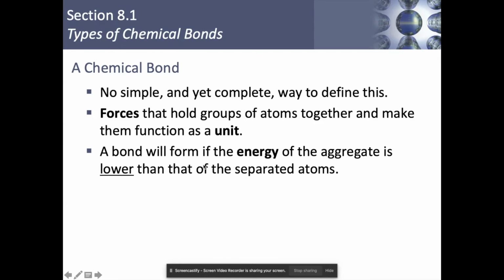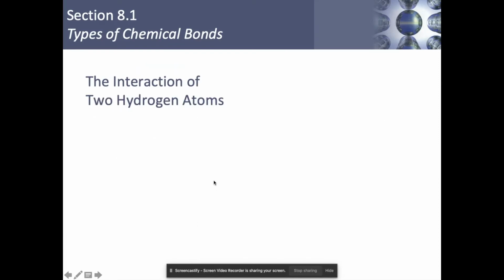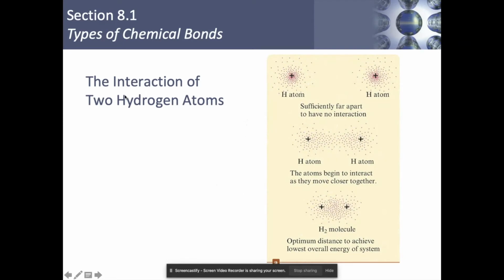Now, a bond will form if the energy of the compound is lower than that of separated atoms. Atoms by themselves have a particular amount of energy, and when you bring them close together, in some cases, the energy can actually be lowered, the potential energy. If it can, then a bond will naturally form. So the driving force of forming a bond is energy. If you can lower the potential energy of the system, then a bond will just form. A good way of visualizing this is in this diagram.